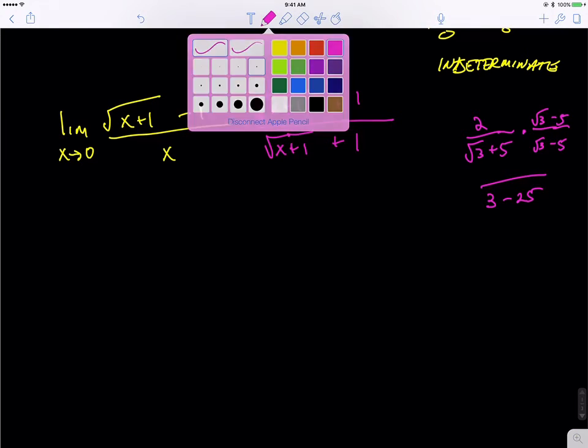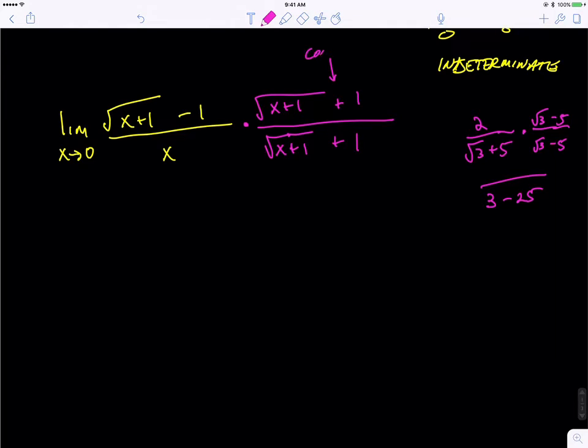So in this one, sorry, I wanted to point this out. This is the conjugate pair that we multiply by up top. Notice everything's the same, but the sign is different. It's mostly about the sign. That's what makes it a conjugate pair.